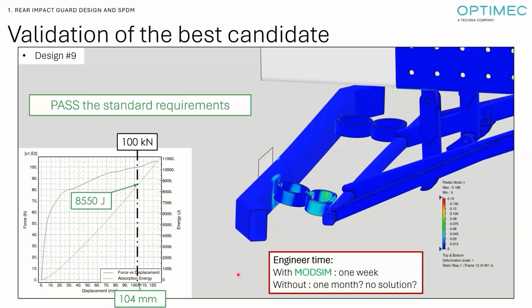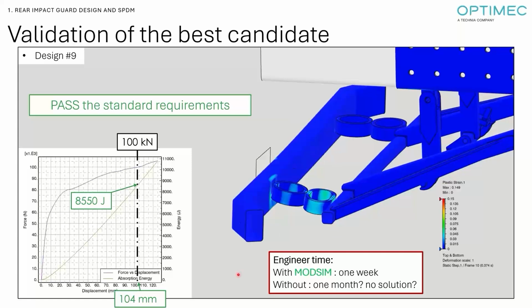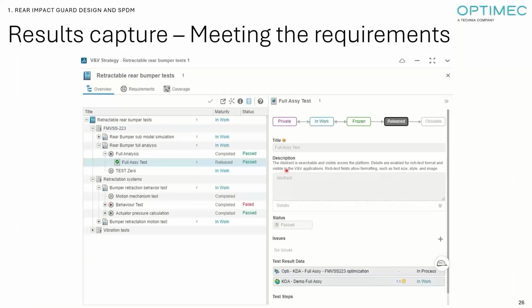So now that we have a workable, viable solution, we can capture the result again inside the Test Manager app. After capturing the result, we have the pass criteria, and we can attach the validation simulation, the simulation object that was used to validate and confirm that that design would comply to the standard.